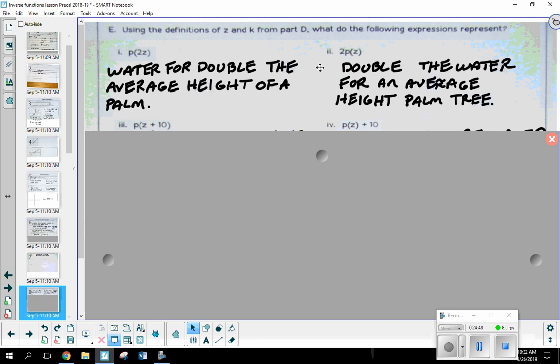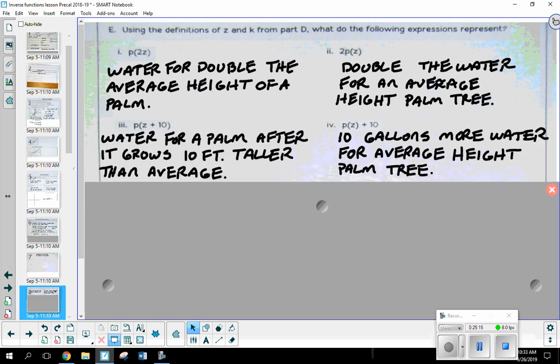I got 9, so Caleb. What would you say for P of Z and then plus 10? What's being changed here, the height or the water? The water, okay. So how's the water being changed? Okay, so 10 more gallons of water for what? For the average tree, okay. This is what I had originally put: water for a palm after it grows 10 feet taller than average, and 10 gallons more water for the average height palm tree.